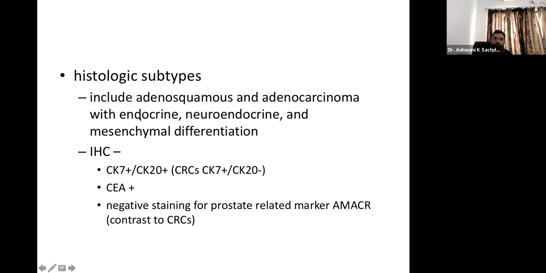Various histological subtypes of adenocarcinoma include adenosquamous, and adenocarcinoma with endocrine, neuroendocrine, or mesenchymal differentiation. On IHC, they are usually positive for CK7 and CK20, in contrast to colorectal cancer which is CK20 negative. It is positive for CEA and negative for the prostate-related marker AMACR. AMACR is positive in colorectal cancer but negative in small bowel cancers.